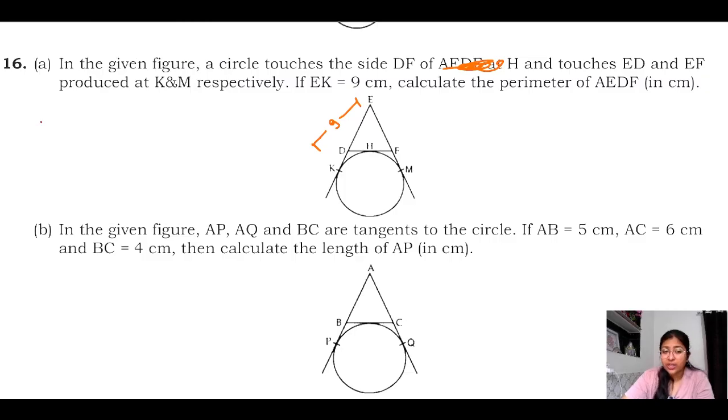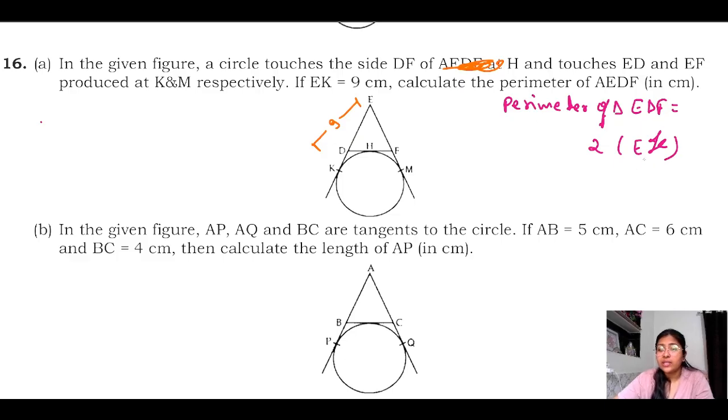we can directly use the relation. But I am telling you the detailed explanation. First, see the relation. What is the relation? The perimeter of triangle EDF is equal to twice of EK. This is the relation, twice the length of the tangent drawn from an external point. So the EK length is 9, so the perimeter will be 18. Very easy question. See the explanation.